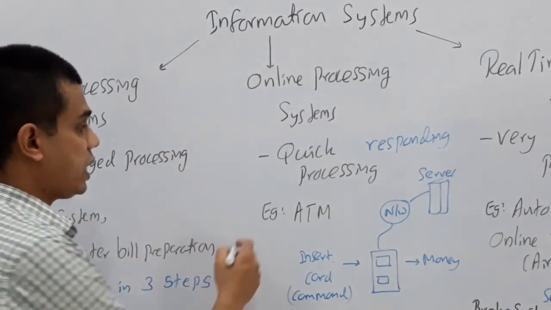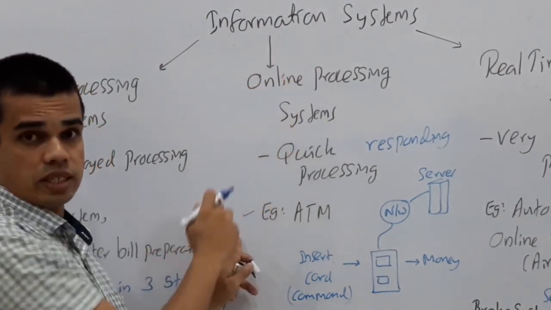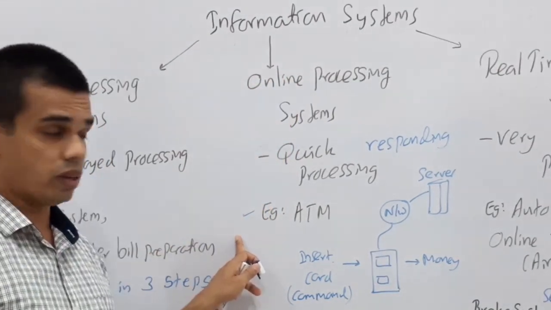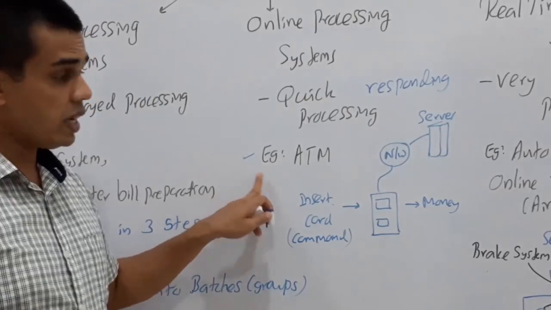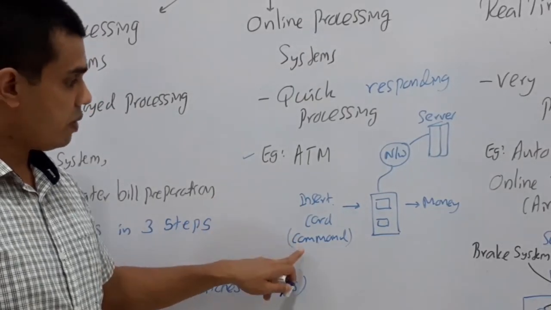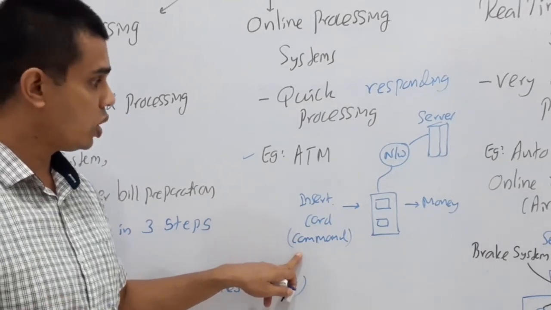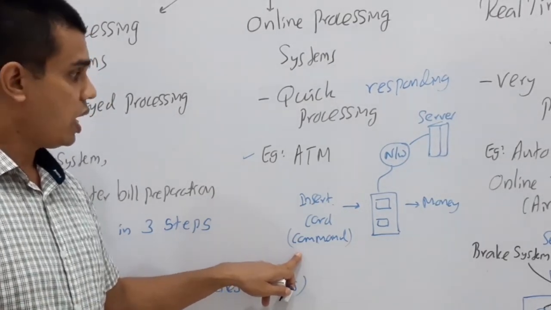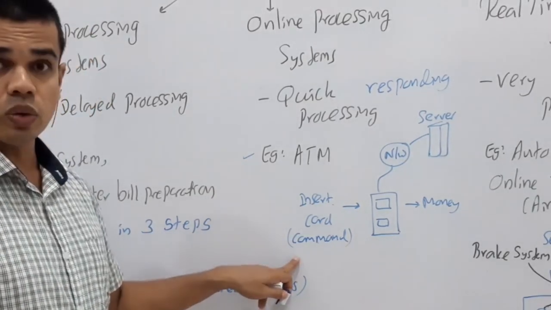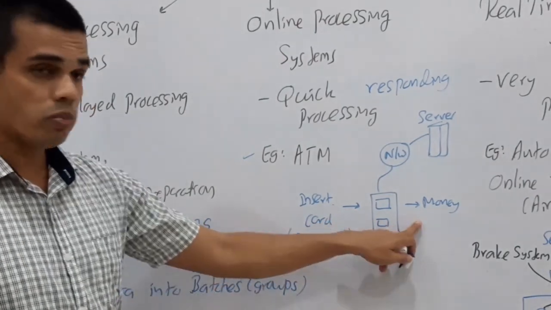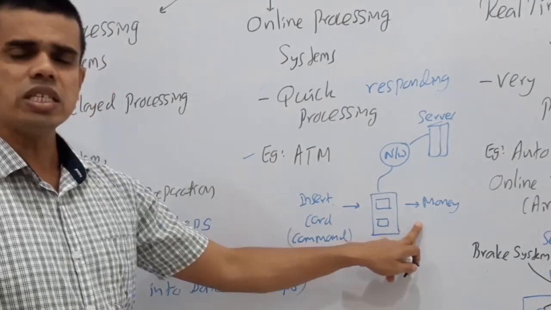The best example of an online system is the ATM. We know about ATMs well. Into the ATM, we insert the ATM card. Then we insert the commands: how much money you want, what is the account number, the PIN. As soon as you insert those details, it gives you money with a little change.